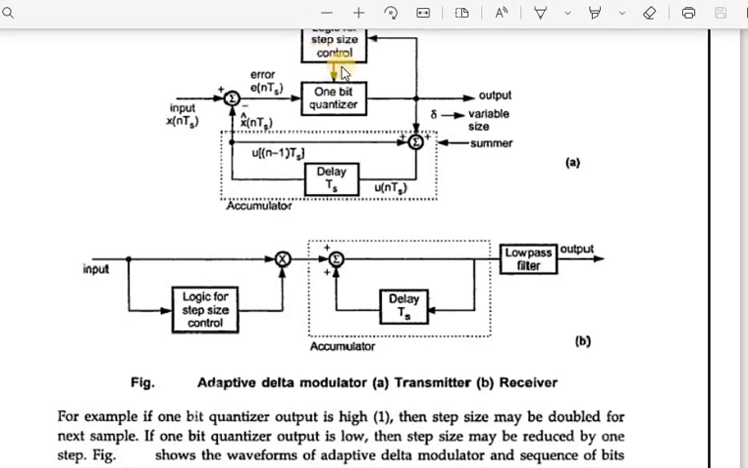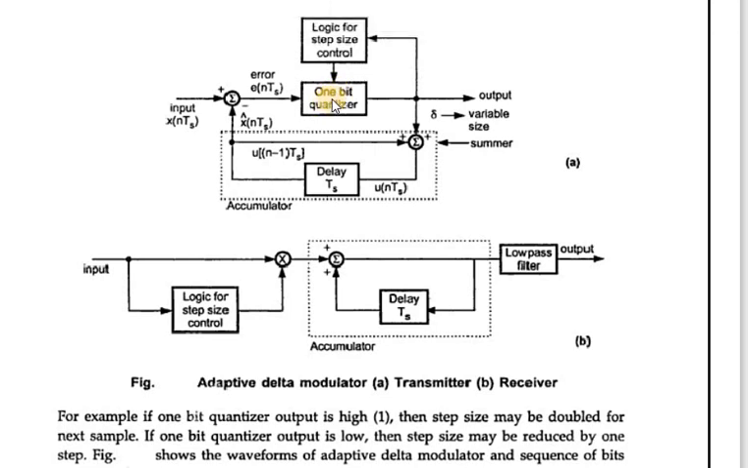The step size increases or decreases according to the specified rule depending upon the 1-bit quantizer. Depending upon this 1-bit quantizer, if the quantizer output is 1, your step size will go on increasing. If the quantizer is giving output 0, your step size will be decreasing. So this is how it will be moving on. I'll repeat it once again: the step size increases or decreases according to the specified rule depending upon the 1-bit quantizer.